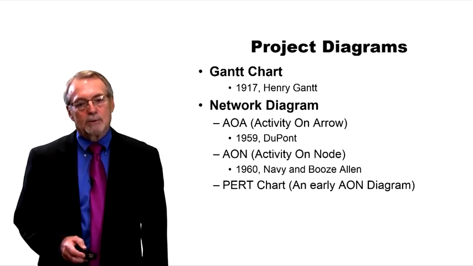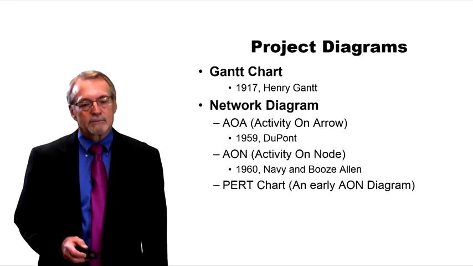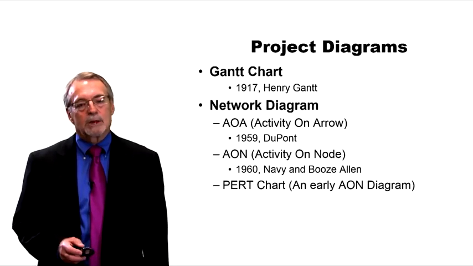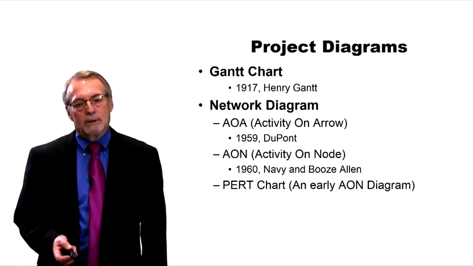1959, the end of the year, DuPont came up with activity on arrow diagrams. And 1960, just a few weeks later, right after the first of the year, the Navy and Booz Allen came up with activity on node diagrams. And when DuPont came up with activity on arrow diagrams, they also realized, hey, there's a thing in there that we could call a critical path. Up until 1959, no project had ever had the term critical path. Nobody even knew that it was there. You'd kind of think that people intuitively knew there was such a thing, but there was not a term for it, not a way to define it, not a way to calculate it. Now critical path is just blended into every kind of chart we see.